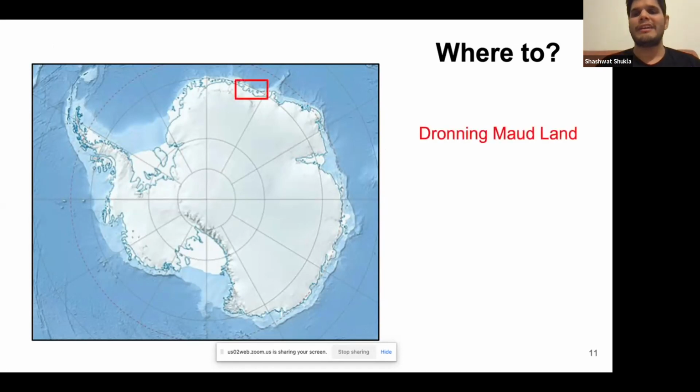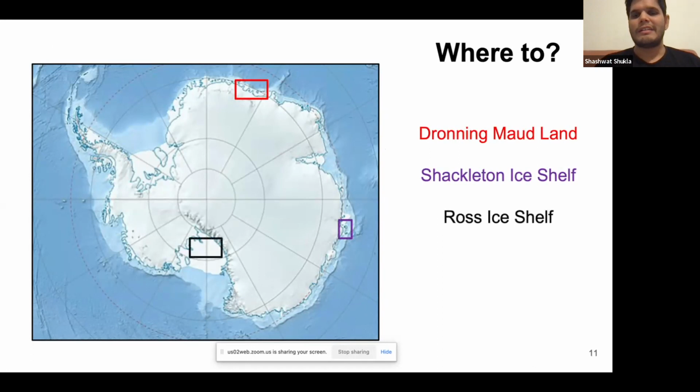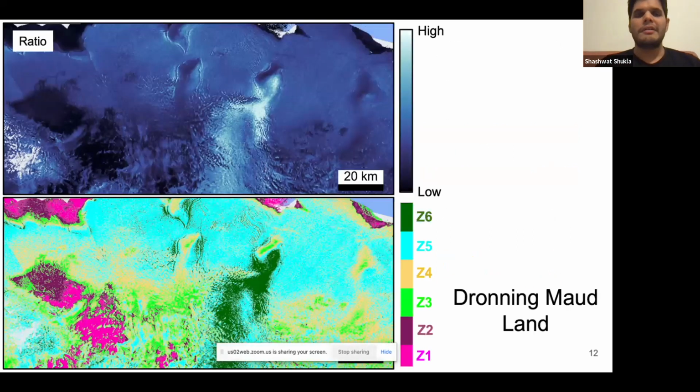But before starting that, where are we looking at in this talk? The first area is Dronning Maud Land. The second is the Shackleton Ice Shelf. The third is the Ross Ice Shelf, and the fourth is Pine Island and Thwaites Glacier. So let's proceed with Dronning Maud Land. Here are the two images which you see.